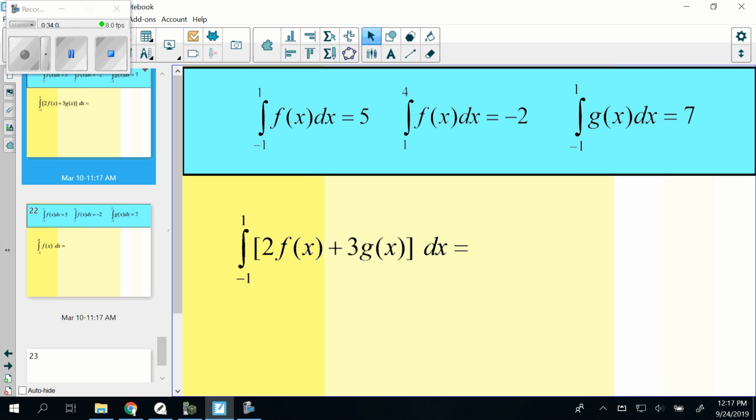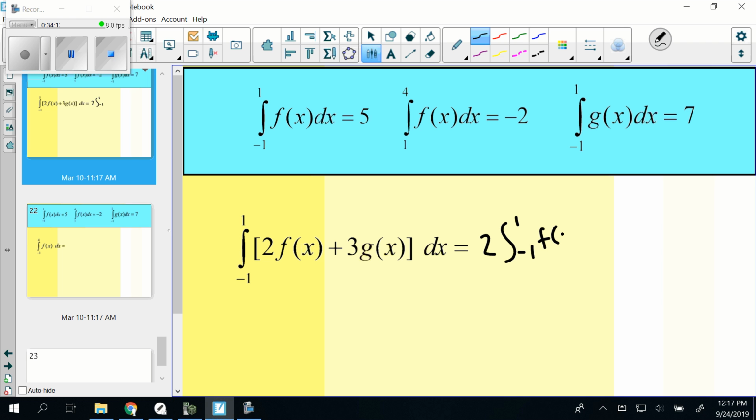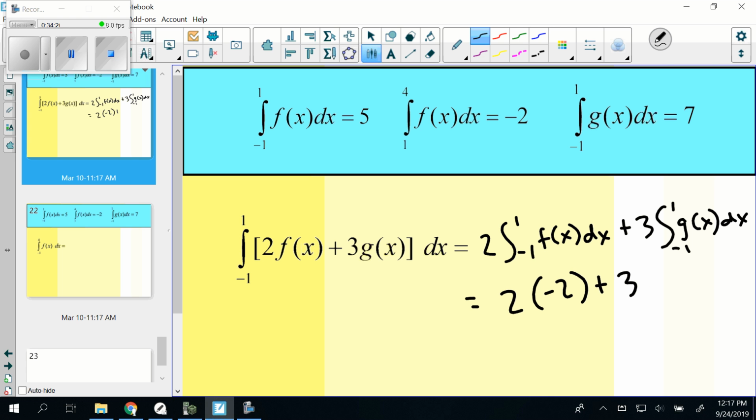If you get one like this, where it's a combination of functions, again, constants can be pulled out. We also know we can separate these into separate integrals. And so you could think of this one similar to this, and then take the given values and substitute, and you could figure it out. So this one would be 2 times negative 2 plus 3 times 7, and we'd get negative 4 plus 21, or 17. So ones like that you can separate out.